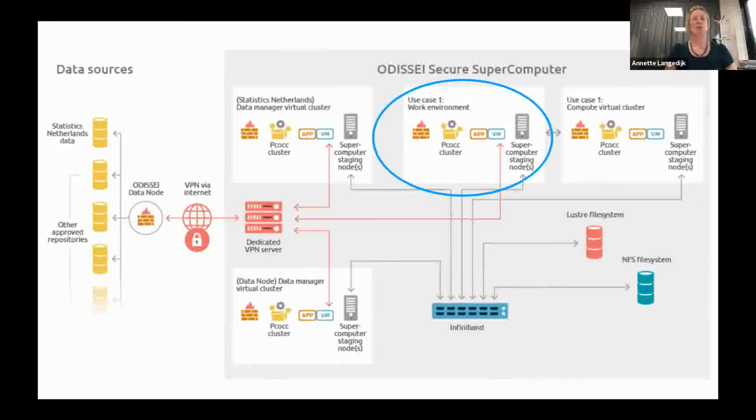This secure supercomputer has 4 main areas. It has the working environment. That is where the researcher pre-processes data and does tests with small data sets. Next one.